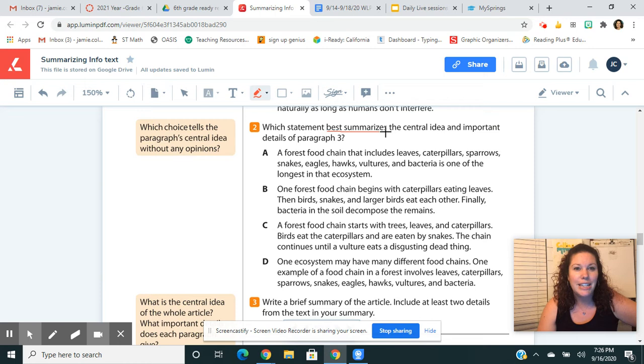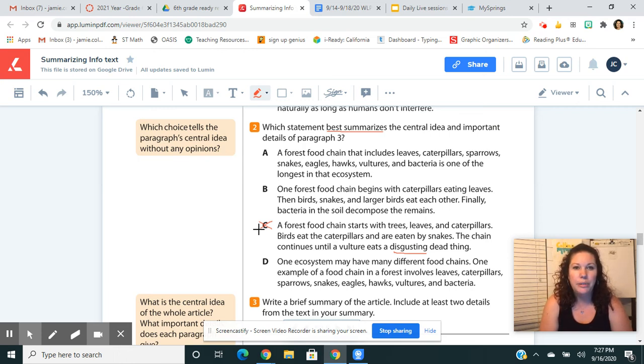Did you guys recognize the one that we can for sure cross off because it has an opinion in it? Did you guys see which one it was? Which one had the opinion? It was right here, "disgusting dead thing." Okay, in our article, it never talked about it being disgusting. That is an opinion. That's what whoever wrote this feels about the chain. So we could definitely cross this off. This would not be a good summary because it has an opinion in it. So definitely we can X that one out.